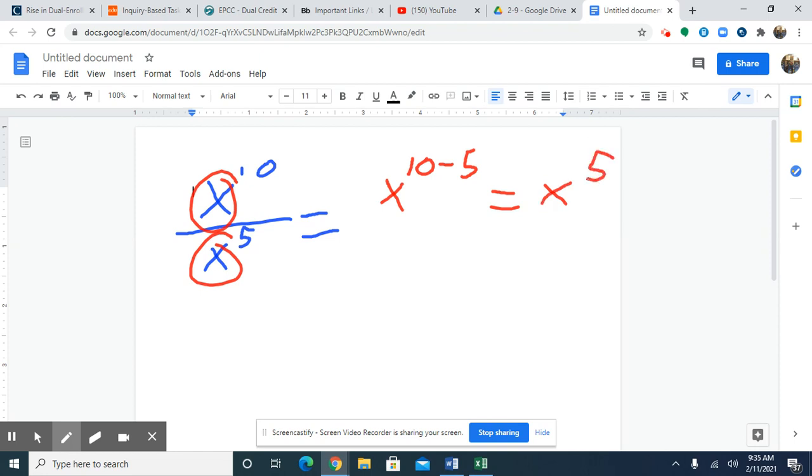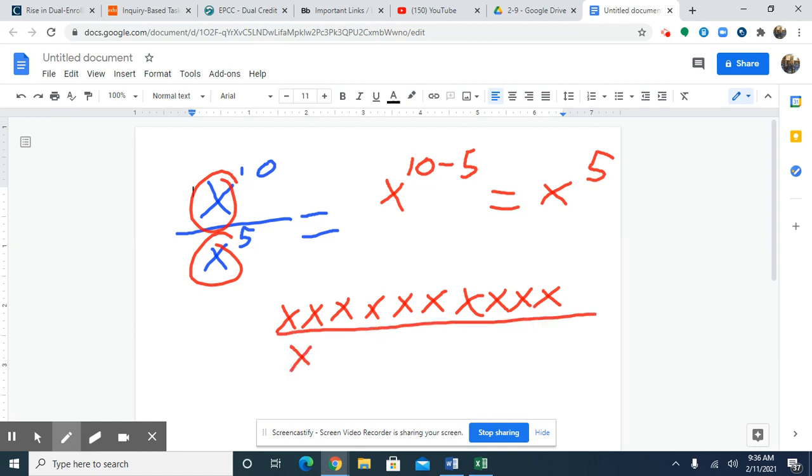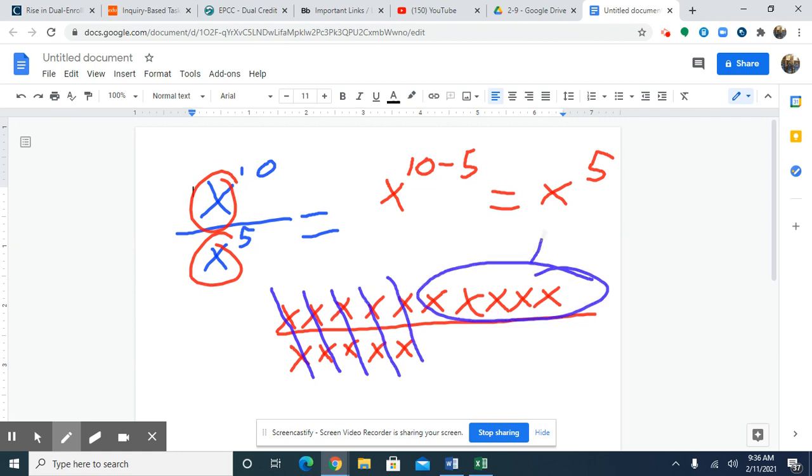And visually, how does this make sense? X to the power of 10 is the same thing as saying x times x times x 10 times. And I believe that's 10. And then x to the power of 5 is x times x times x 5 times. Now, whenever we have something in the numerator and in the denominator, those two things cancel out. So if we cancel out everything that is the same, we are left with a total of 5 x's.